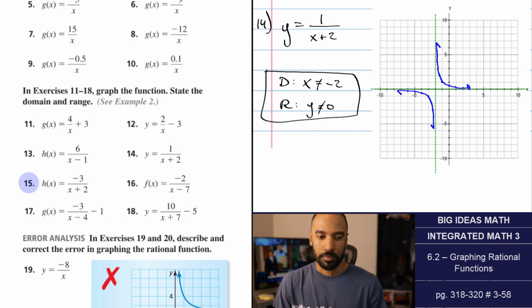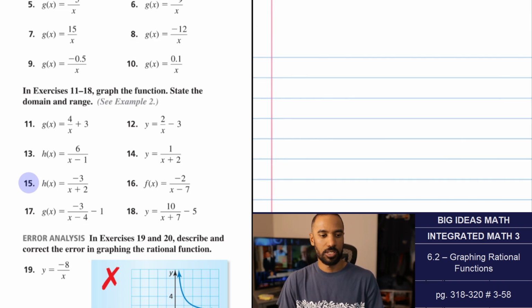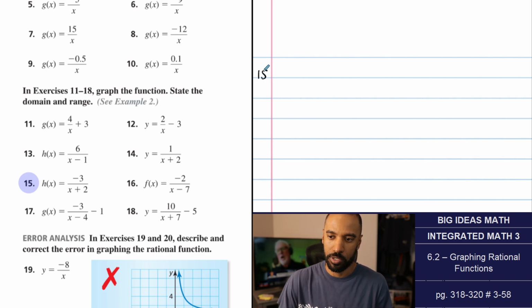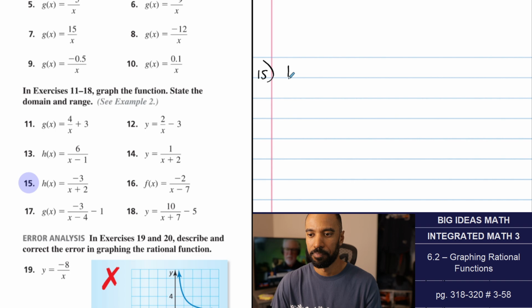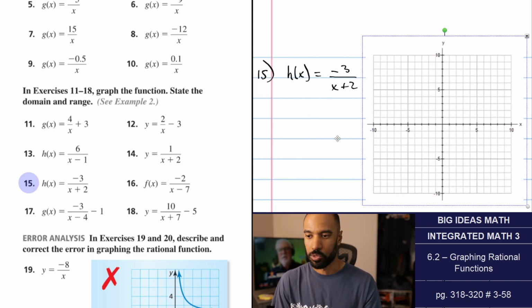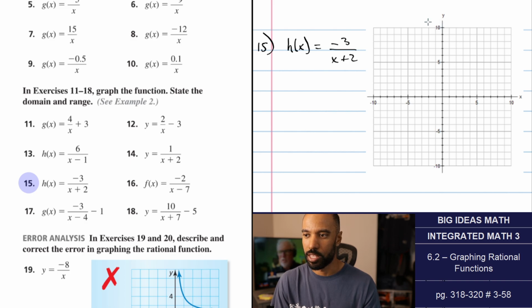All right. 15 and 16 are quite like 13 and 14 with the horizontal translations, but now a is negative, which just means there's a reflection on the thing. It's no real difference. -3 over x plus 2. We got vertical asymptote again at x equals -2. It's no different. Our asymptotes on this problem are the same as the ones on number 14. There's no change there. Difference is how a changes things, right?